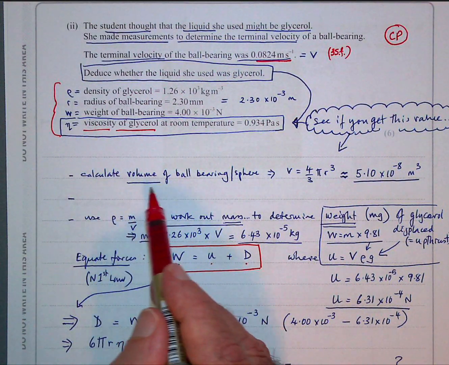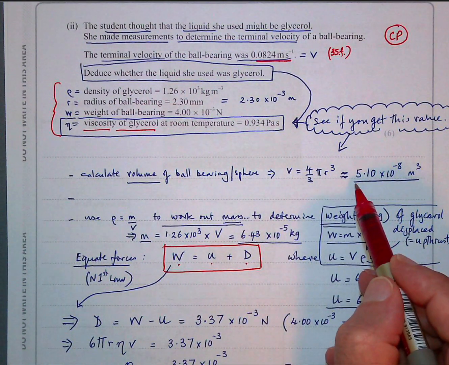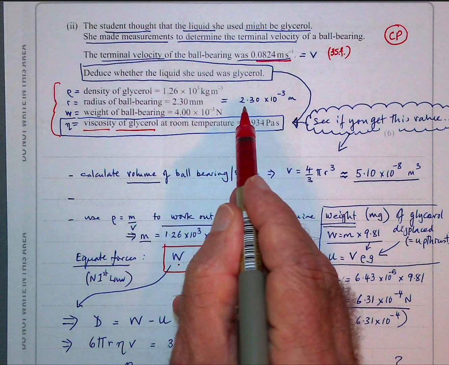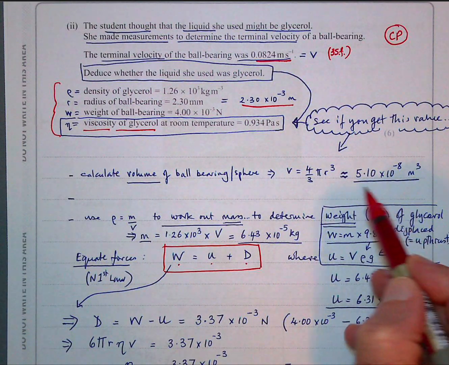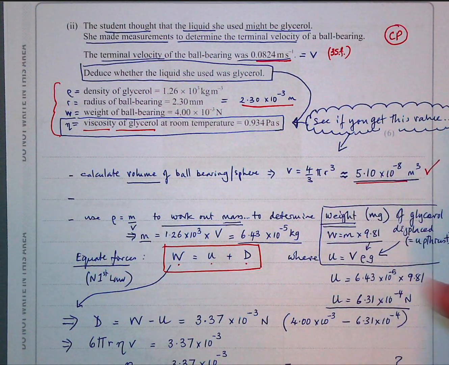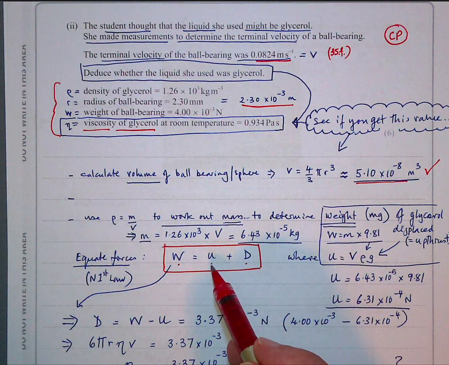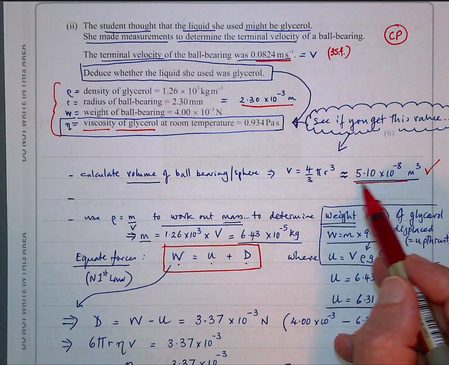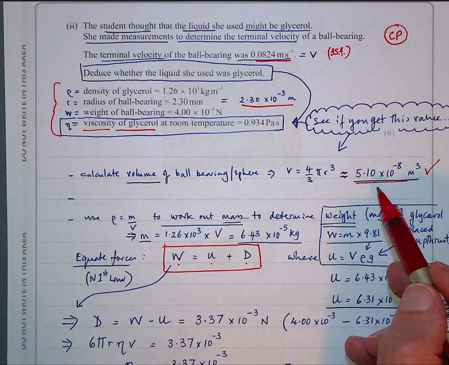So calculate the volume of the ball bearing, or sphere. From the radius, you put the r cubed in there, and make sure you change it to metres cubed, and that's the only thing you need to do. You'll get this as the volume. Why do you need the volume if you already know the weight of the ball bearing? Because upthrust is the loss of weight, and the loss of weight is the weight of fluid that the ball bearing displaces. So if you know the volume of the ball bearing, that's how much glycerol, or fluid, it will displace.